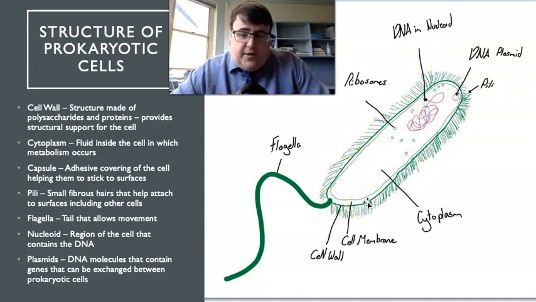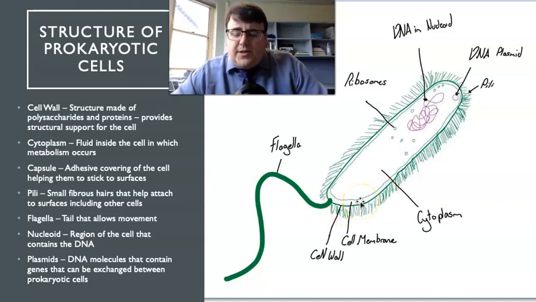When you're drawing a cell like this and you're drawing a cell wall, it's important that you show that extra thickness, because the cell wall is thicker than the cell membrane. You can see here I've got the cell membrane in the very light line, and the cell wall is a much thicker line here. So always draw the cell wall as a thicker line.